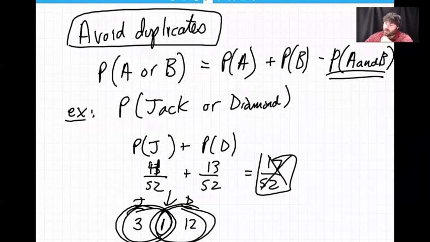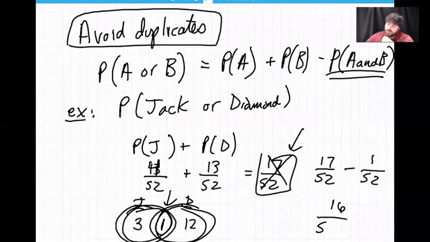So instead, what I want to do is take that 17/52 that I got here and subtract away the probability that it's a jack and a diamond. Well, there's only 1 card that's a jack and a diamond, and so that will fix your probability. This is the correct answer. Of course, you want to reduce that to 4/13.